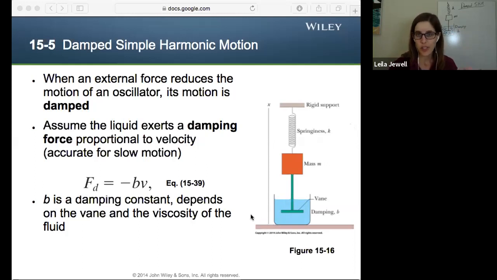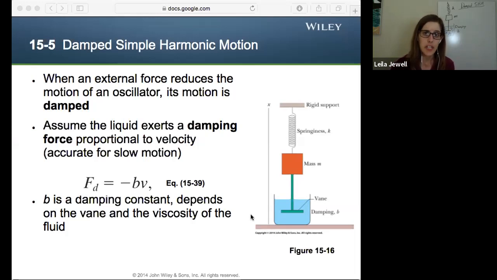And if it's getting dragged up and down through the water, that liquid is going to exert a damping force. We're going to assume that the damping force is proportional to the velocity, which is reasonably accurate for slow motion. As you get going faster, you get higher order terms, like the velocity cubed starts to play an effect. And this damping force is similar to the drag force, if you remember that, since that one also was proportional to the velocity. So we can say this damping force, F sub d, is equal to negative b times v, times the speed that it's traveling.